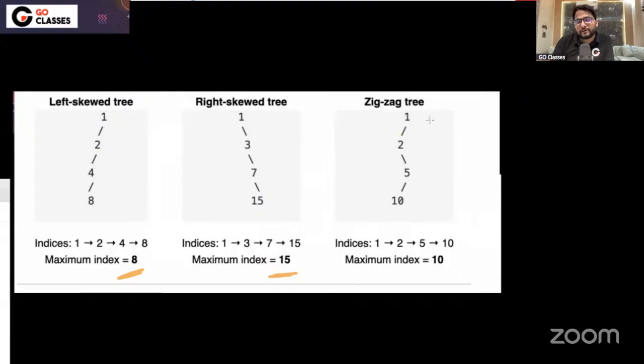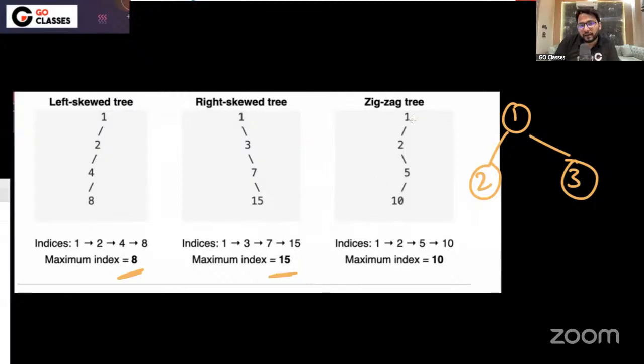Suppose this is zigzag, or any other structure, it doesn't matter actually. The maximum you will be needing is in the right, because it is 2i plus 1. This plus 1 is extra and then multiplied by 2 plus 1 again. It need not be zigzag; it could be any other tree. Something like this. For any other structure, it won't be more than 15.